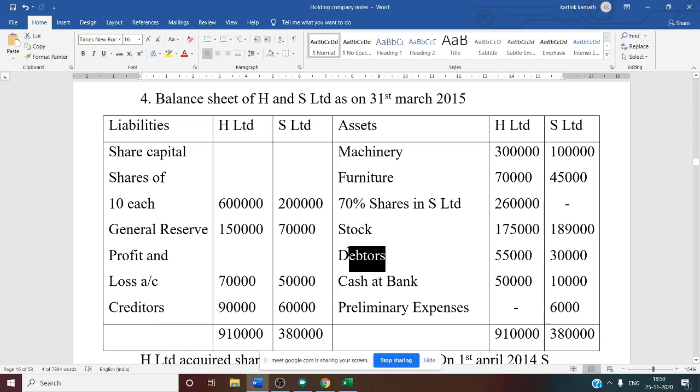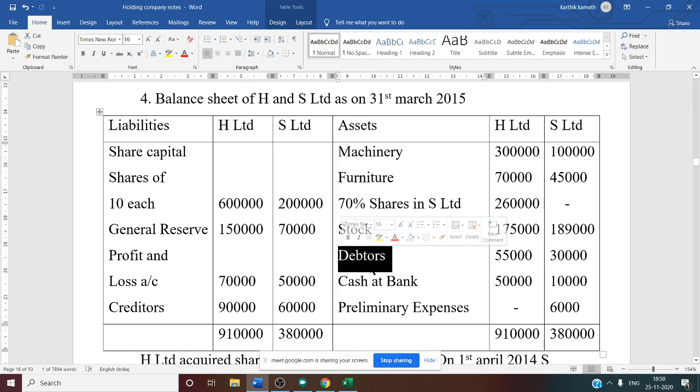And one more thing, debtor you can easily write combined. Why? Because here there is no intercompany transaction. Suppose there is a supply of goods from a holding company to subsidiary, or there is supply of goods from subsidiary to holding company.